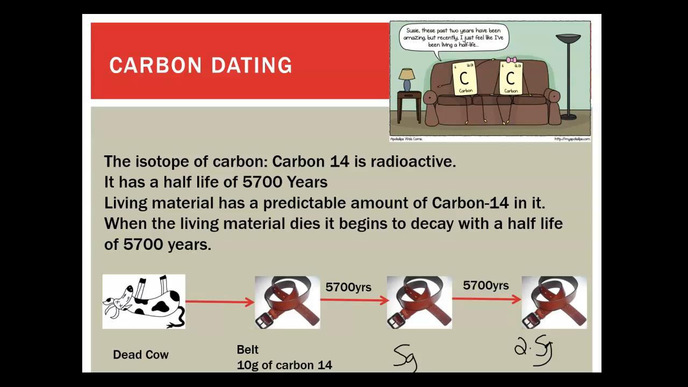I know it's been through 2 half-lives. So it's gone from 5 and then to 2.5. So they can say, well, I know that that is going to be 2 half-lives of age. So that's going to be 5,700 plus 5,700, which is 11,400 years old. So you can use that for carbon dating.